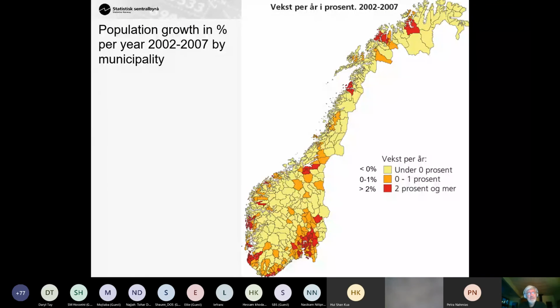This shows the population growth in percent per year for a 5-year period for all the more than 400 municipalities of Norway. And to make this, we need to know the population size in each municipality. The biggest is Oslo with 700,000. The smallest has less than 200. And we see that the major population is growing around the cities, all the dark ones, and it is declining in quite more than half of the municipalities, the light yellow parts.